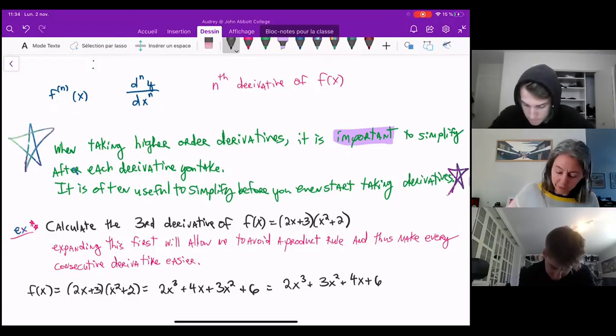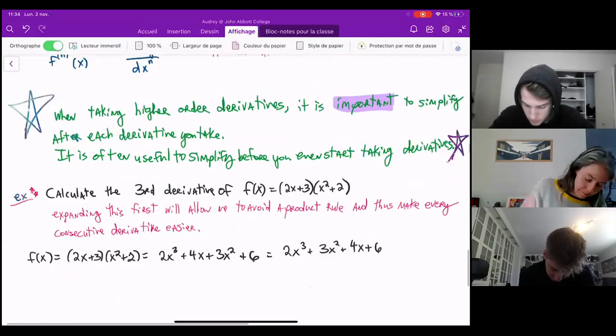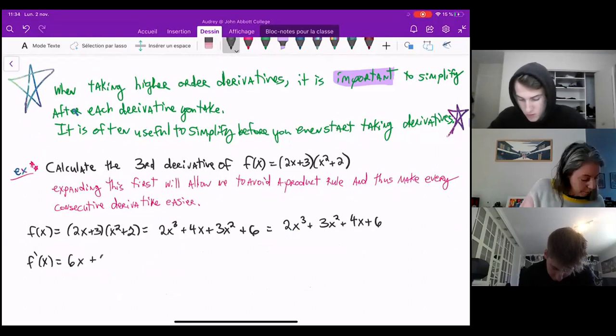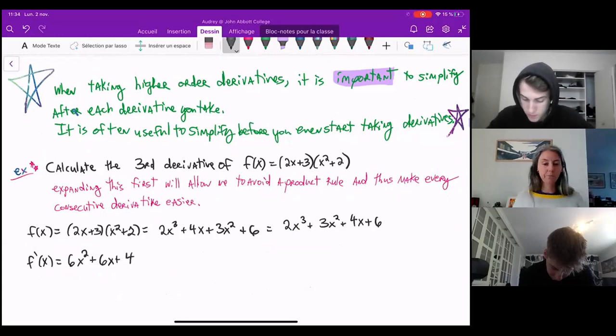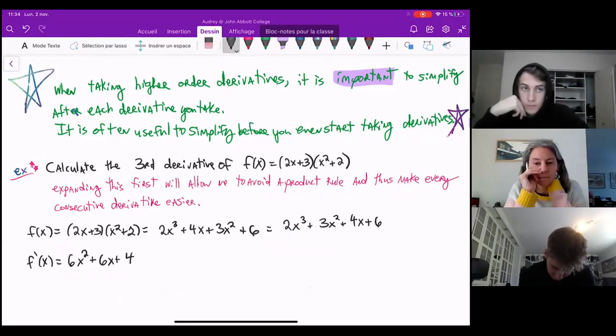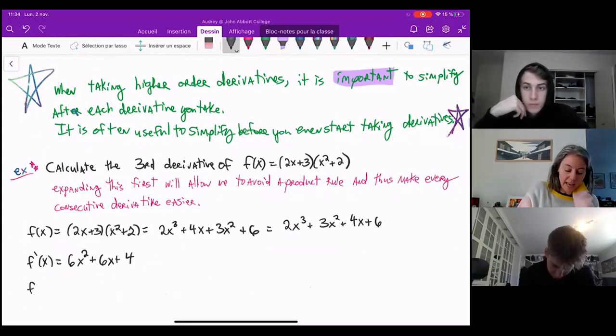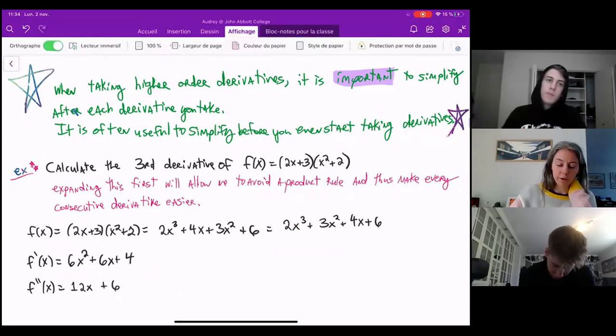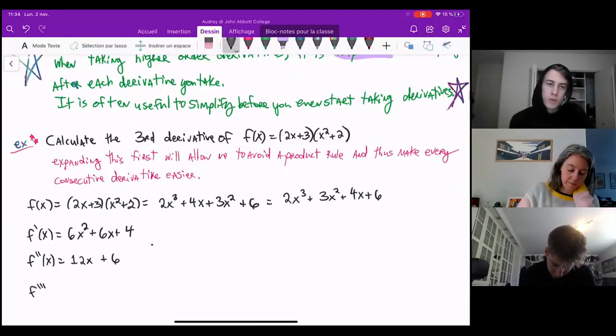Good. So now when I do my first derivative, I get 6x squared plus 6x plus 4. Is the derivative of that also really easy to take? Yes. So then my second derivative would be taking the derivative of that thing right there, and I would just get 12x plus 6. So then what's my third derivative equal? 12. You got it.